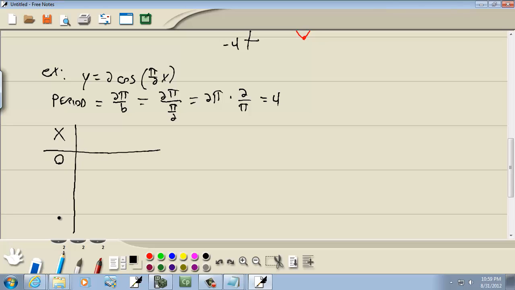Okay, so I got 0. It's always 0. We got our period, which is 4. Half our period, which is 2. Quarter of our period, which is 1. And 3/4 of our period, which is 3.